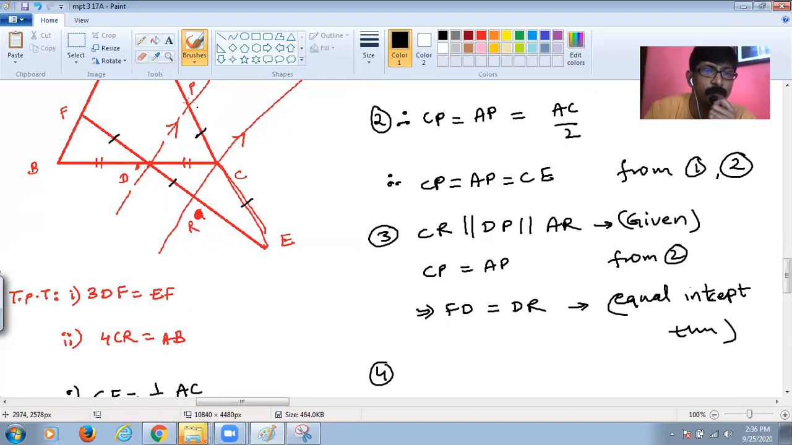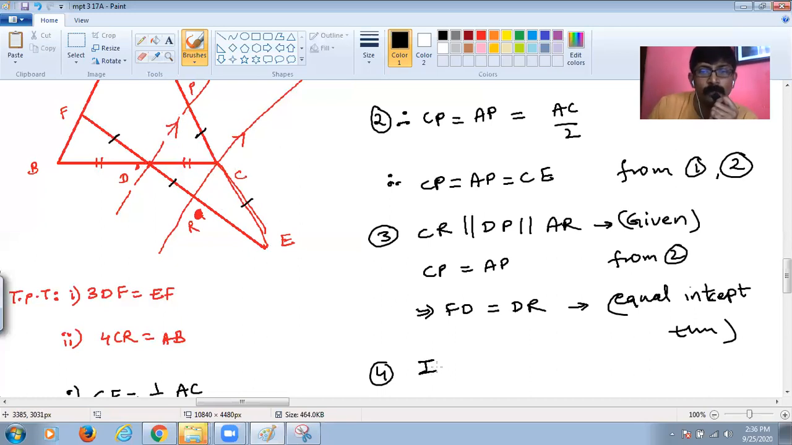In triangle EPD, what is there? EC is equal to CP and these two lines are parallel. Meaning, a line passing through the midpoint of the first side, if it is parallel to the second side, then it is going to bisect the third side, isn't it? In triangle EPD, what is there?